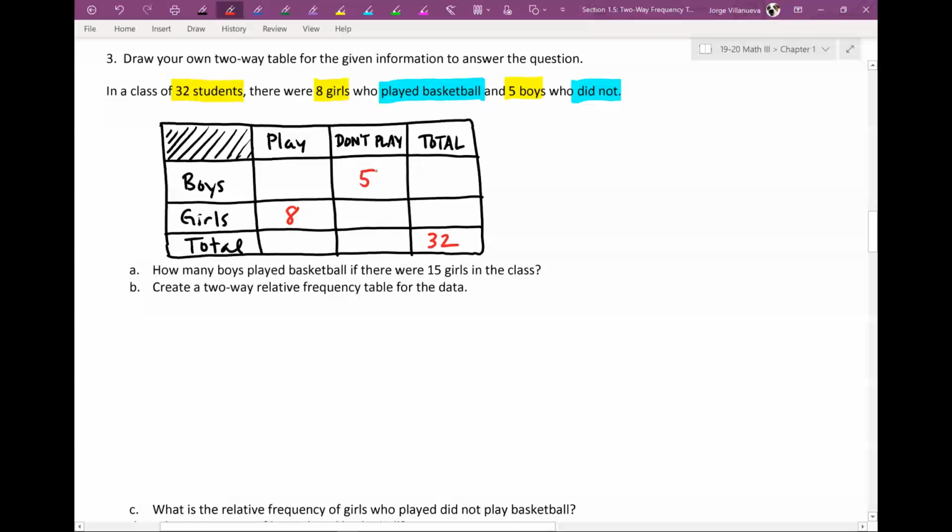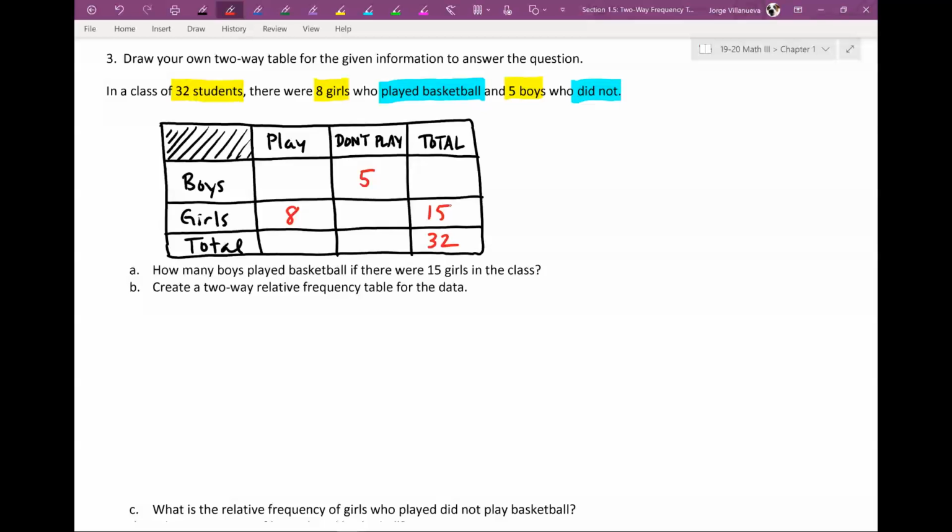Okay, so in a class of 32 students, there are 8 girls who play basketball, 5 who don't. Part A, how many boys played basketball if there were 15 girls in the class? So, okay, they just gave me a hint. There are 15 girls in the class. So I'm going to write that down first. 15 girls. If there are 15 girls in the class, then how many boys are in the class?